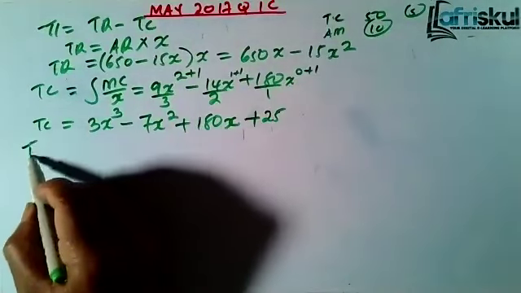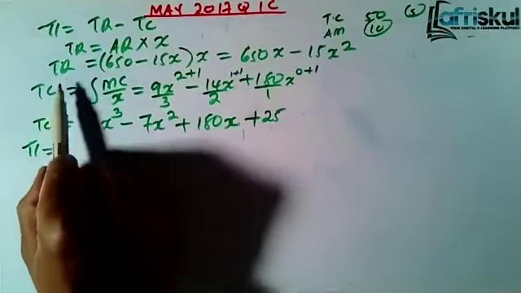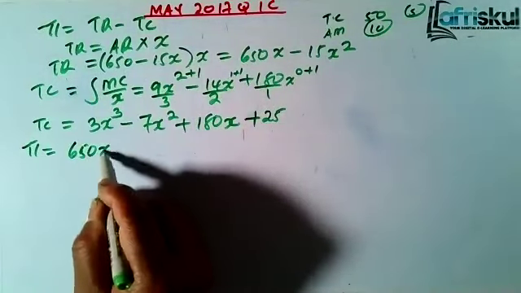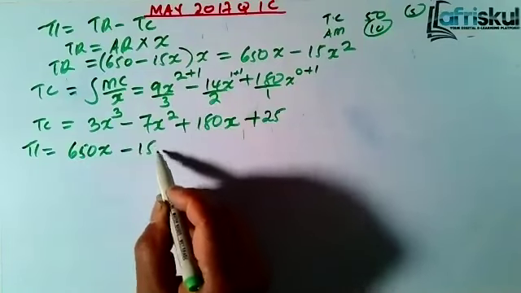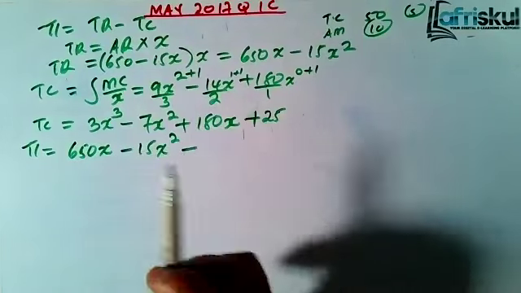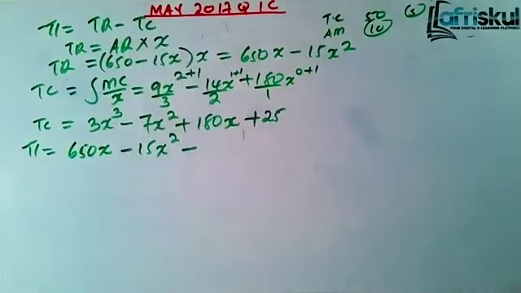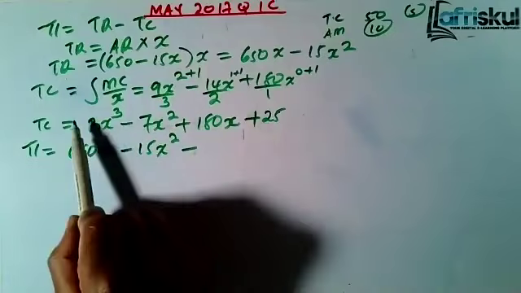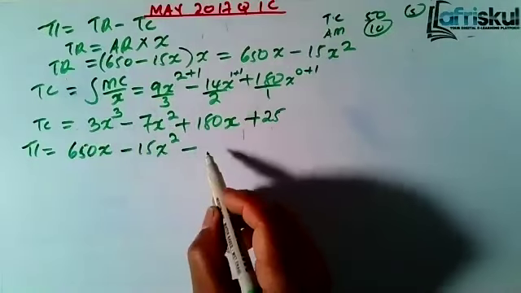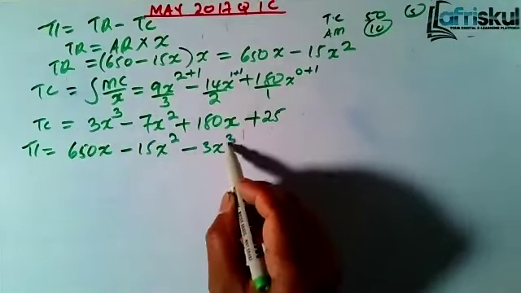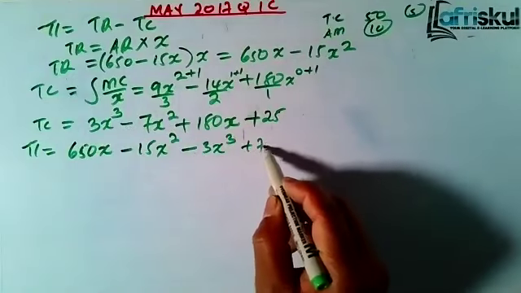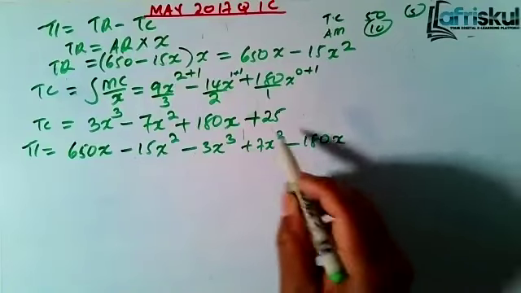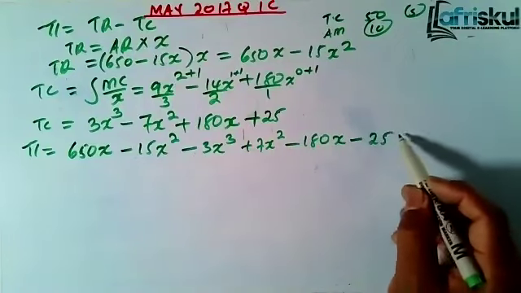So now let's get our profit. Our profit is the total revenue, which is 650x minus 15x squared, minus the total cost. So allow me to open the bracket directly. If you are subtracting the total cost, you just change the sign. Like this one will be 3x cubed becomes minus, plus 7x squared becomes minus, minus 180x becomes plus, and minus 25 becomes plus, equals 0.